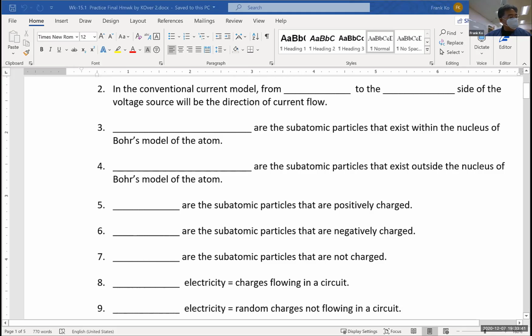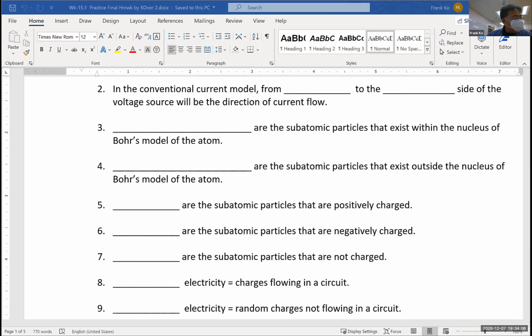No. Next, 7, 8, and 9 goes to AG. So for 7, which are not charged? Neutrons are not charged for number 7. Number 8. Okay, so charges that flow in a circuit would be current. Then number 9. Static electricity would be correct for number 9.